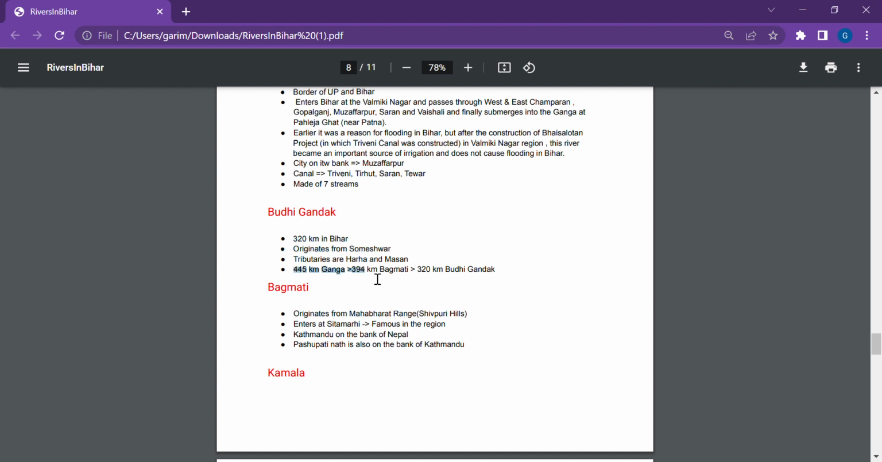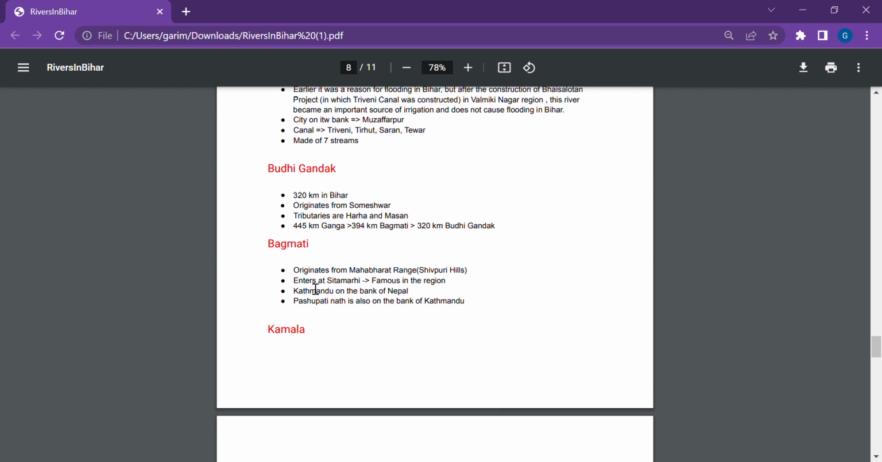If we see the list of rivers which cover most of their distances in Bihar, the first river is Ganga. It covers 445 kilometers in Bihar. Next one is Baghmati. It covers around 394 kilometers. And the third one is Budi Gandak, which covers 320. So if we want to see the order, then it is Ganga, Baghmati, Budi Gandak.